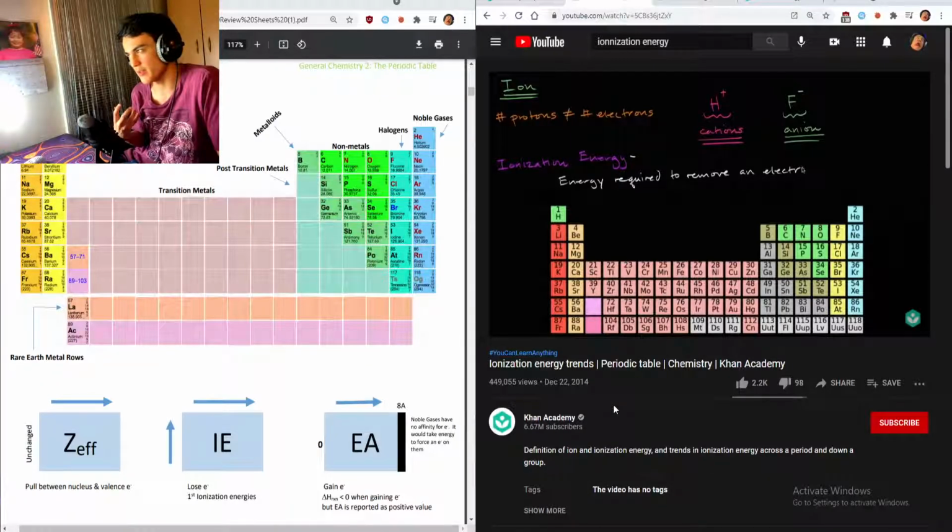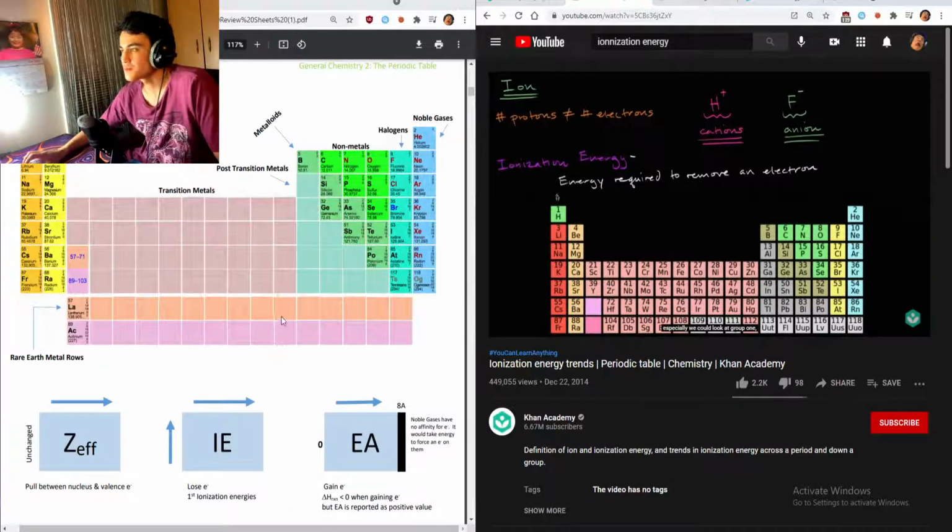So it could have been called cationization energy, because it's the energy required to remove an electron and make the overall atom more positive. So let's think about the trends, and we already have a little bit of background on the different groups of the periodic table. For example, we could look at group 1.